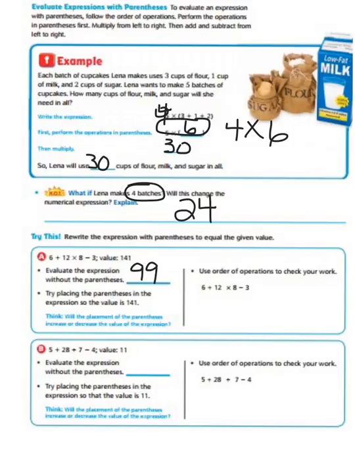So we're going to use the order of operations to check our work. So we're trying to get to 141. So we know that we need to add 6 plus 12 first, so we need to put those in parentheses, times 8 minus 3. So 6 plus 12 equals 18 times 8 minus 3.